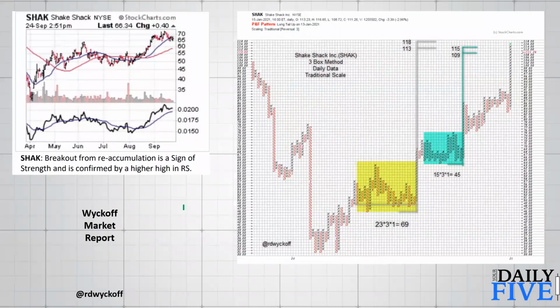Here's another great trading stock, Shake Shack. This stock was also profiled at that time. You can see that it jumped out of its reaccumulation. This is late September right here. Here's the reaccumulation structure. It came out, backed up above the reaccumulation area, relative strength was already confirming higher prices.